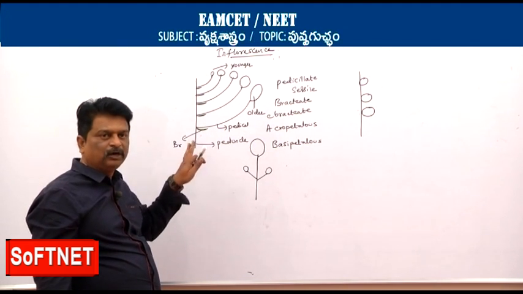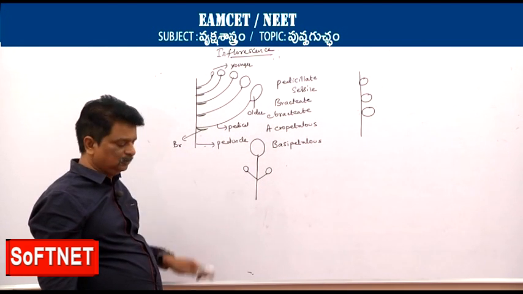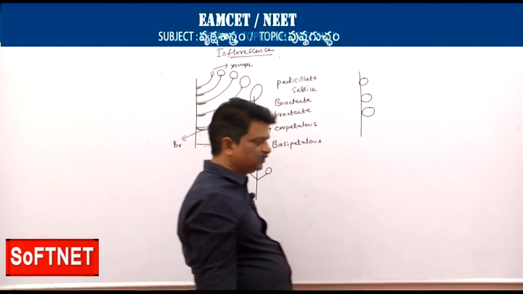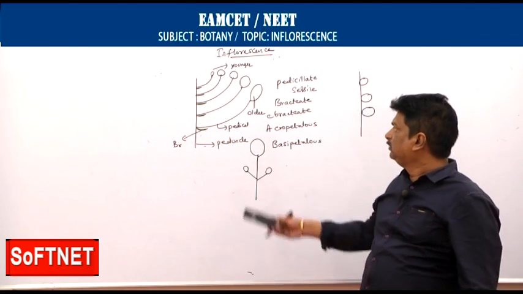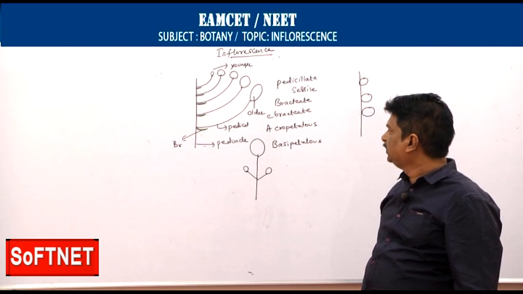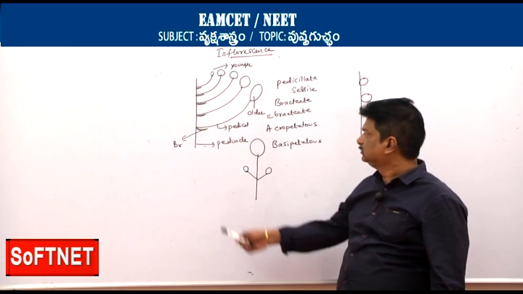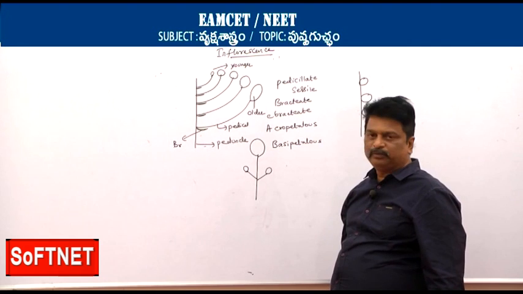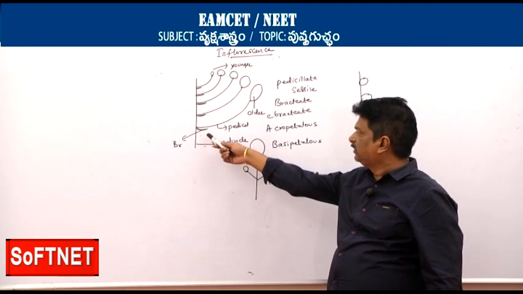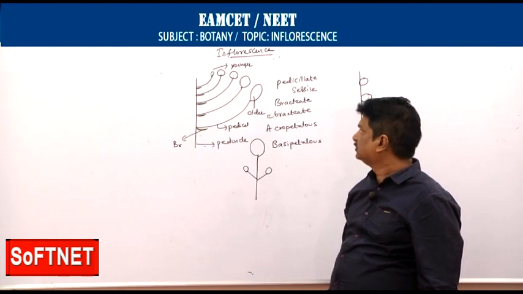So before learning inflorescence, you have to learn these terms by heart. First, inflorescence means a cluster of flowers borne on a common stalk. The stalk of the inflorescence is called a peduncle. A flower has a stalk, and that stalk is called the pedicel. And a flower arises from the axils of bracts.